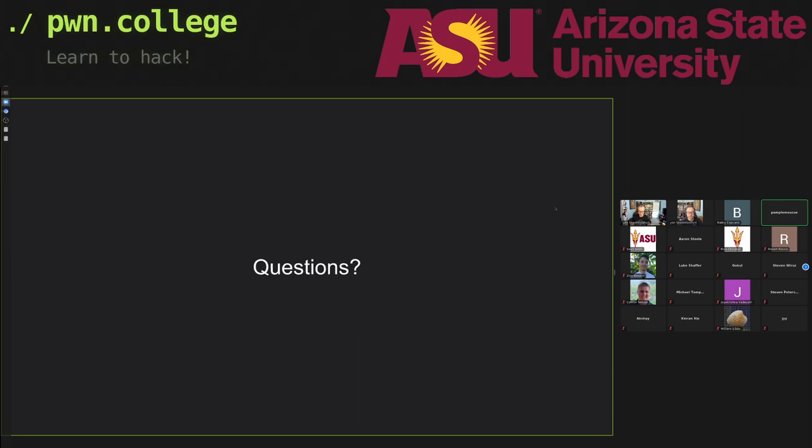Does anyone have any questions? Well, to quickly address one I saw in chat, the architecture is available on GitHub on the ASU Vulnerability Research repository under Team Conclusion.